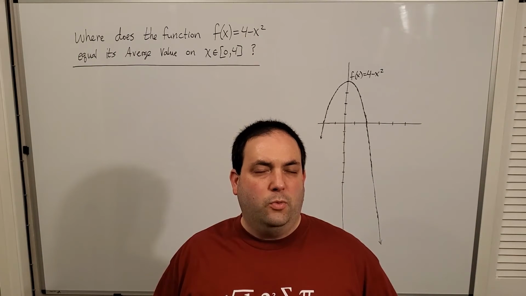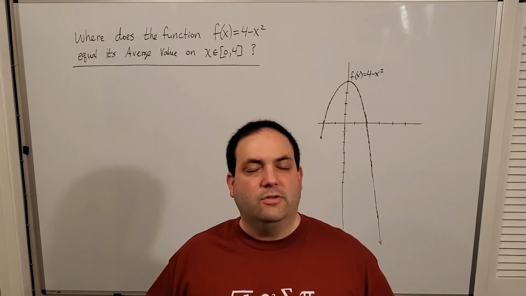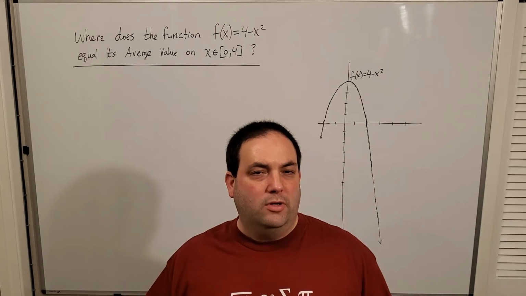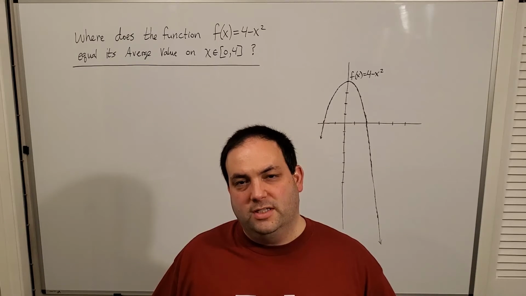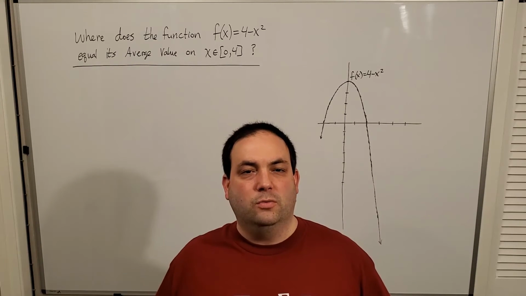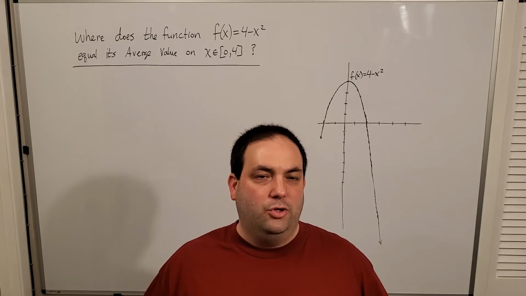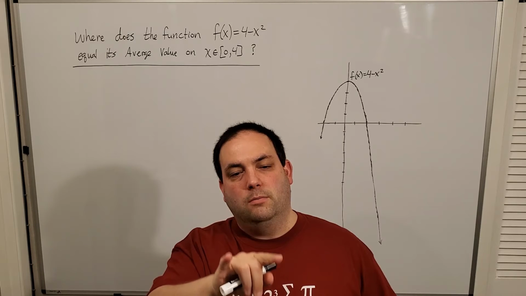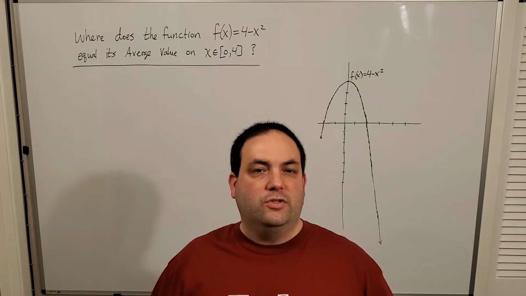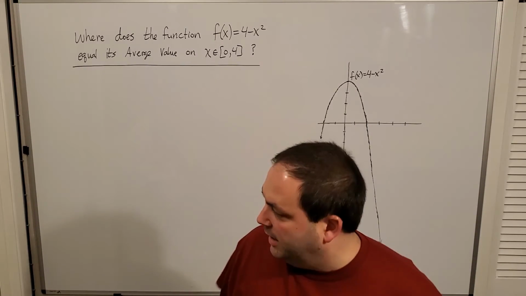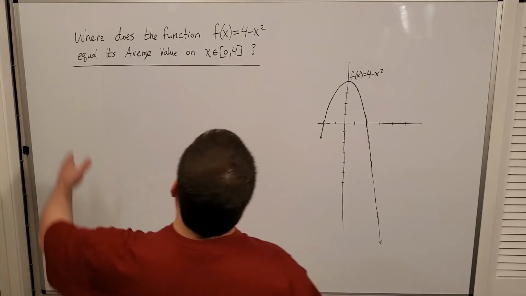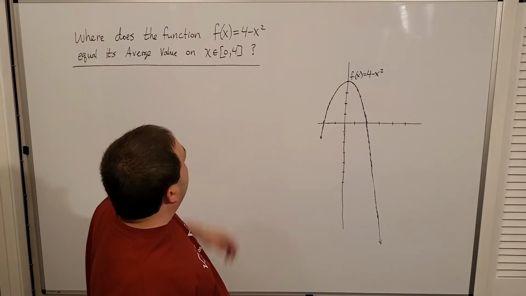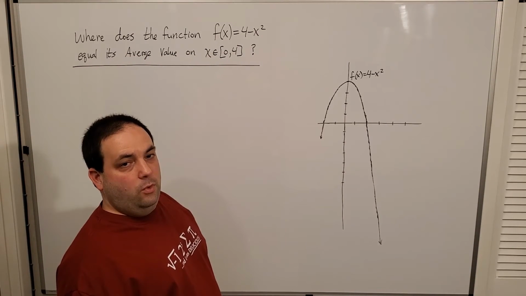So I want to finish up with one more example with average value of a function here. And let's actually do what the mean value theorem guarantees. And that is, if your function is continuous on some closed interval, that you will find an x value somewhere in the interval that takes on the average value of your function. Okay, so let's talk about it. Where does this function 4 minus x squared equal its average value on the interval 0 to 4?